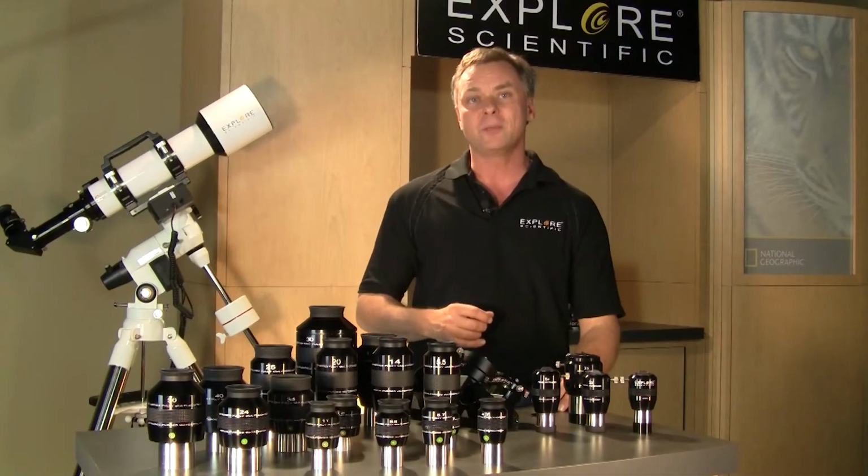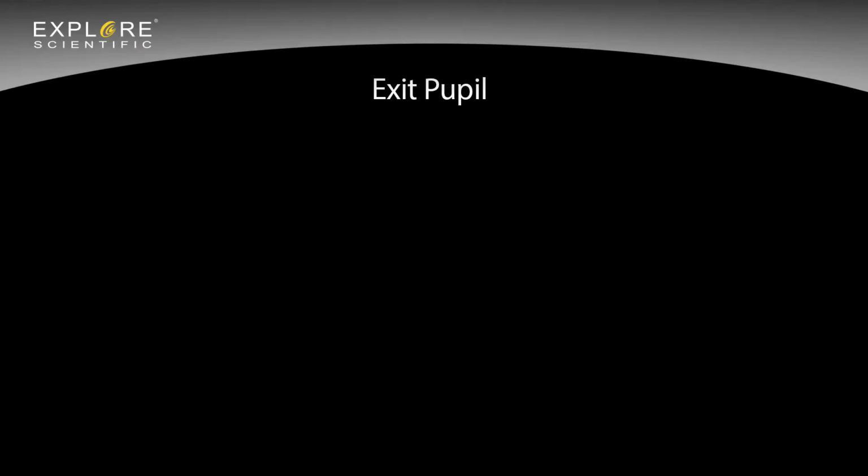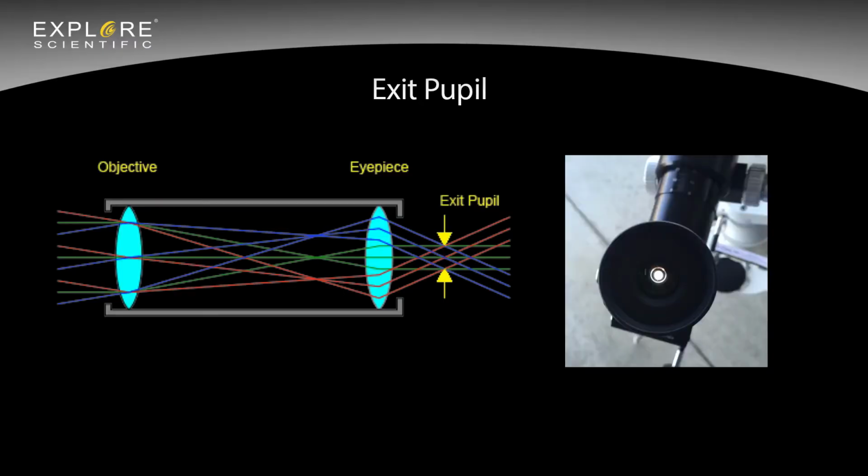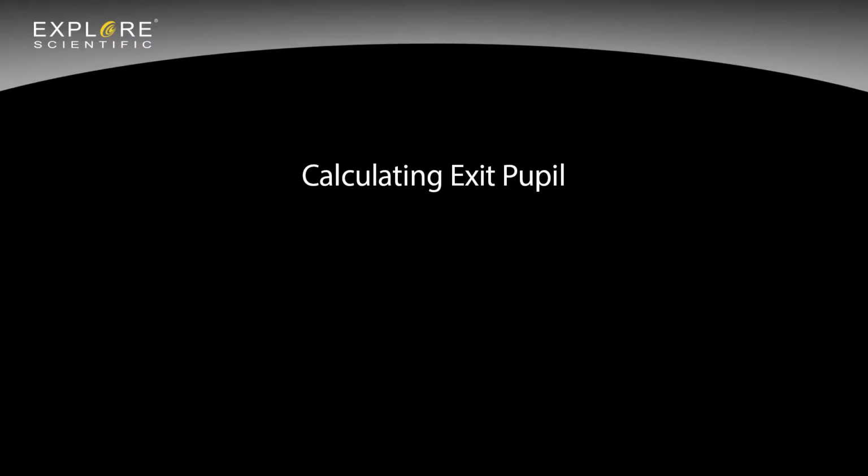Now we'll discuss exit pupil. Every telescope and eyepiece combination will produce an exit pupil. It's the focused beam of light where the image is viewed. The diameter of the exit pupil changes with magnification. Lower magnifications produce a larger exit pupil, giving a brighter image. Higher magnifications produce a smaller exit pupil with less image brightness.